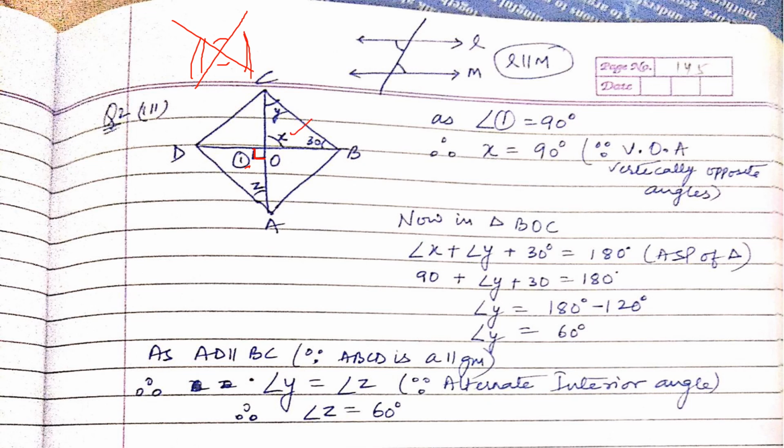Now we know X, we know 30. Can't we find Y angle? Very easy. For that, let's find like this. In triangle BOC, X plus Y plus 30 is equal to 180. So putting the value of X as 90, Y is unknown, 30 we know. Isolate the Y, find the value, it will be 60 degree. So this way we have found the value of X and Y.